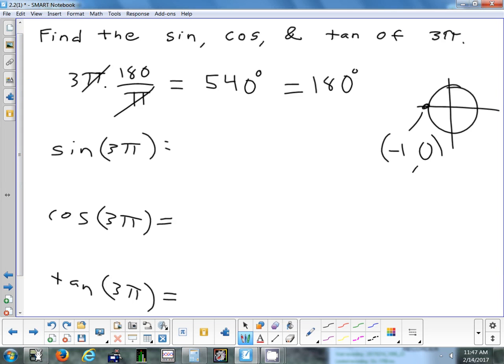Kylie, what would be the sine of 3 pi? 0. Let's see, the y value, which would be 0. Yep. David, how about the cosine? Yep, it's the x value. And tangent, just take the 2 that you just wrote and divide them. What's 0 divided by negative 1?